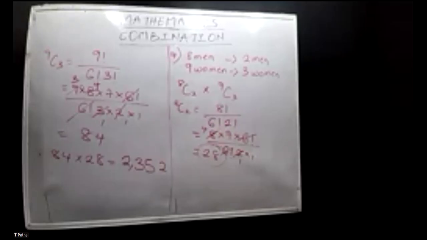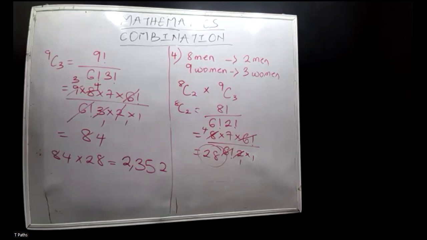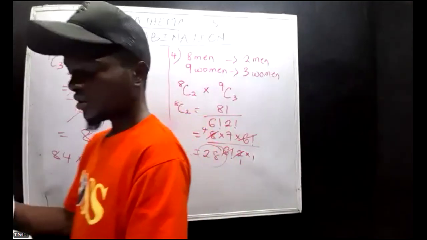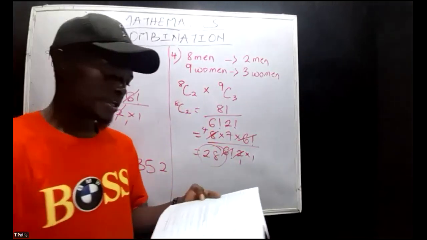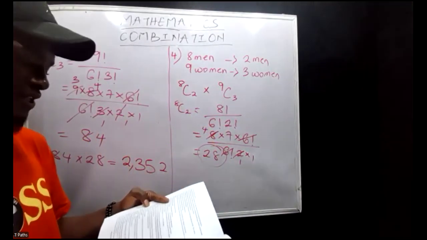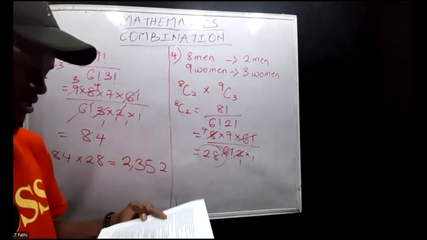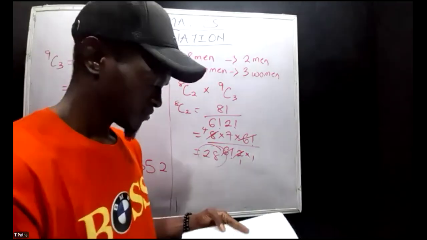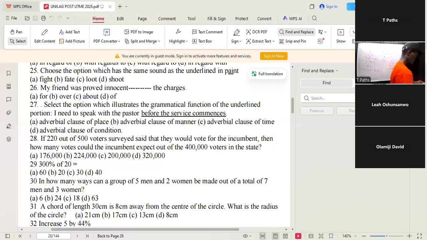All right, so let's move on to the next question. We have page 28, question 30. So now we are told, in how many ways can a group of 5 men and 2 women be made out of a total of 7 men and 3 women? This is similar to what we just solved, so I'll leave it to you guys. 1 minute, guys. Question 30.